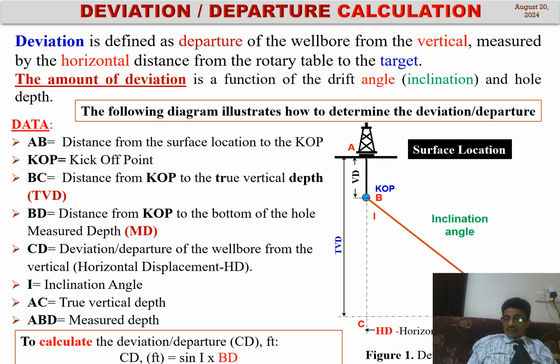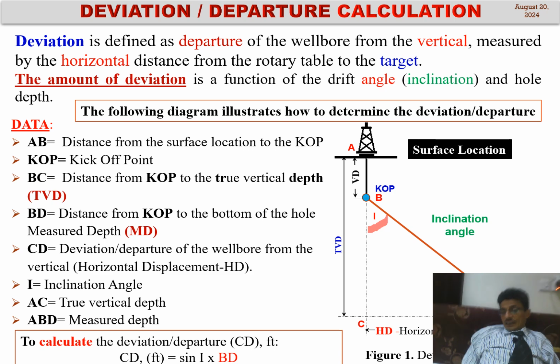I is the inclination angle here, and AC, A to C, is the true vertical depth, and ABD is the measured depth. To calculate the deviation or departure CD, to calculate this distance, we should take the triangle. CD, this distance, is the sine of this inclination angle, multiplied by BD, this line.